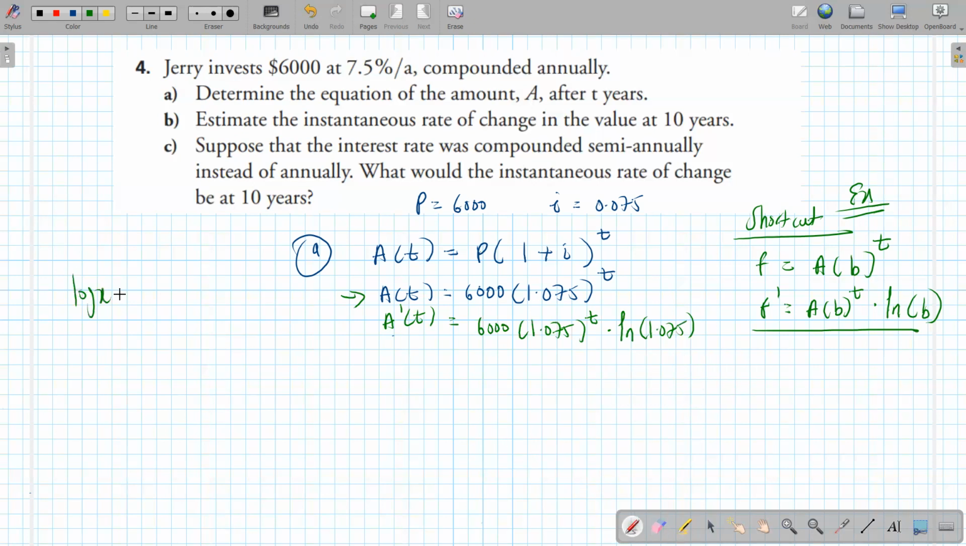Log of x is the inverse of 10 to the power of x. So if you have 10 to the power of x, which looks like this, log of x looks like this.